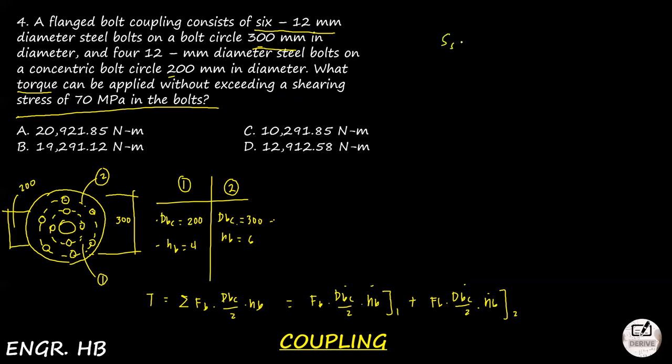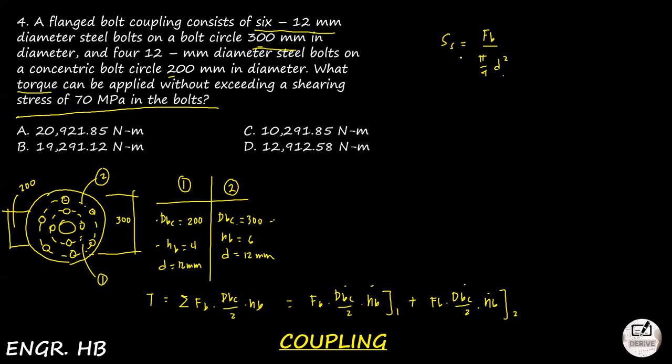So we all know that the shearing stress per bolt is F over A. So that was FB divided by pi over 4 D squared. So given naman si D squared, ang sabi, 12 mm diameter steel bolts for 300 mm diameter. So lagayin natin. And sa 200 circle diameter, ang sabi, 4, 12 mm rin. So that was 12 mm. So ayun, pwede natin makuha yung individual load per bolt.